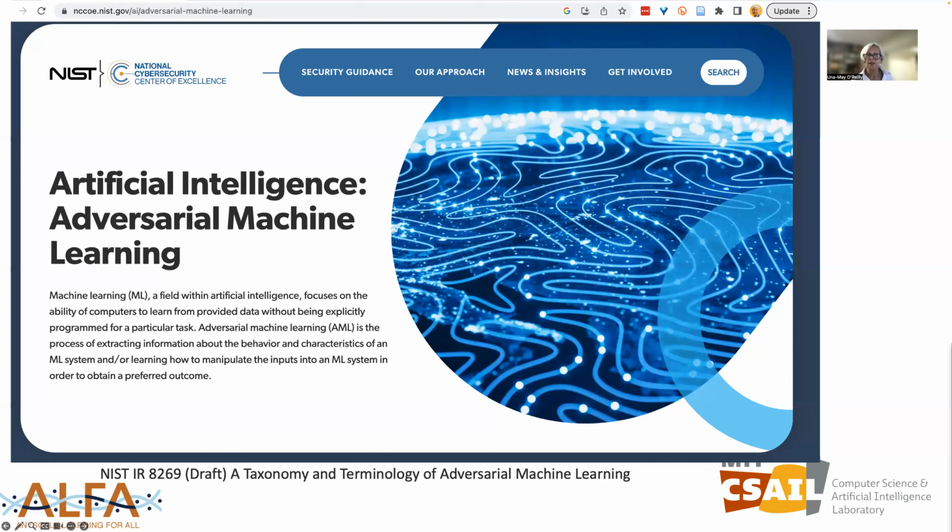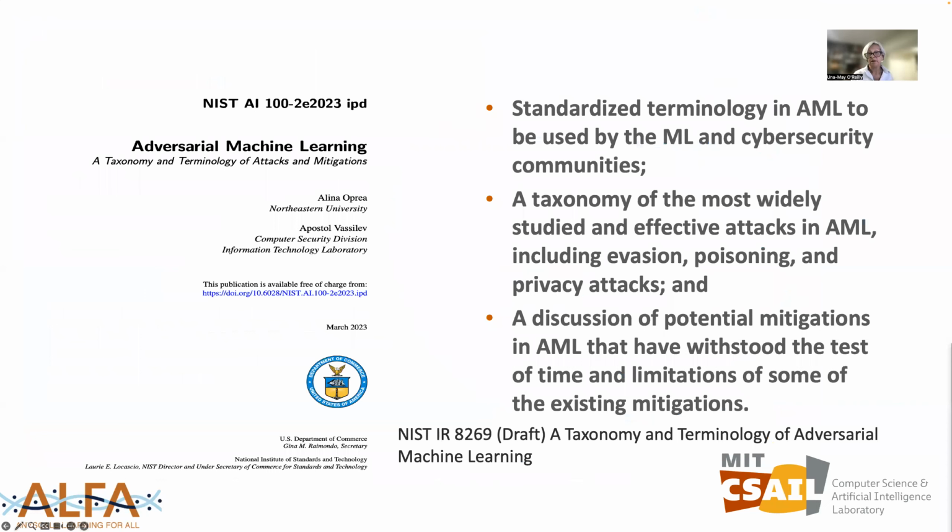By the way, the existence of such an effort is clear testimony of the diligent work of your community, so congratulations. The website states, adversarial machine learning is the process of extracting information about the behavior and characteristics of an ML system and/or learning how to manipulate the inputs into an ML system in order to obtain a preferred outcome. So what is arguably neutralized in this definition is the adversarial aspect of the topic, but it's just as good. The report offers a standardized vocabulary and a taxonomy of adversarial machine learning attacks, and it will discuss mitigations that work along with their limitations.